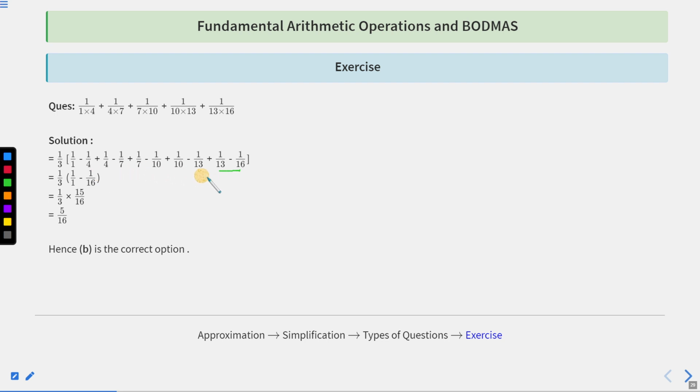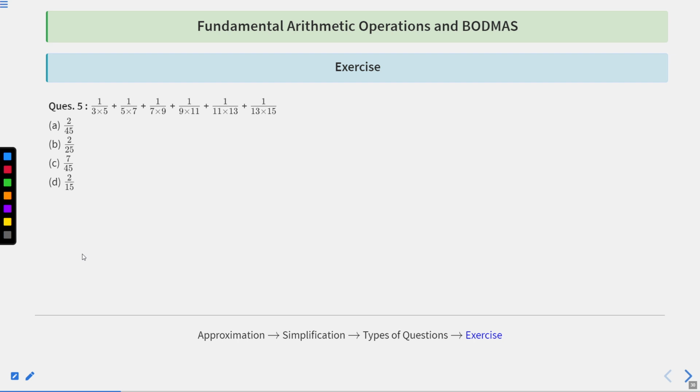So now here you can see that 1 upon 4 is getting cancelled, minus 1 upon 7 gets cancelled, 1 upon 10 also gets cancelled, 1 upon 13 also gets cancelled here. So you are left with 1 upon 1 minus 1 upon 16, which is equal to 1 upon 3 into 15 upon 16. On simplifying, you will have 5 upon 16. So the correct answer here will be option number B.